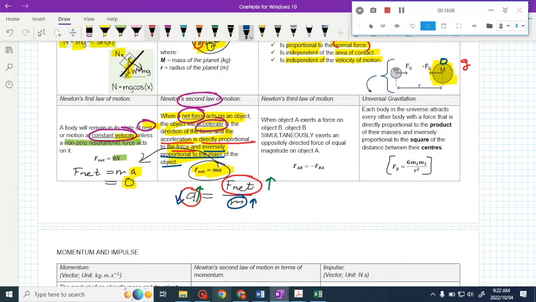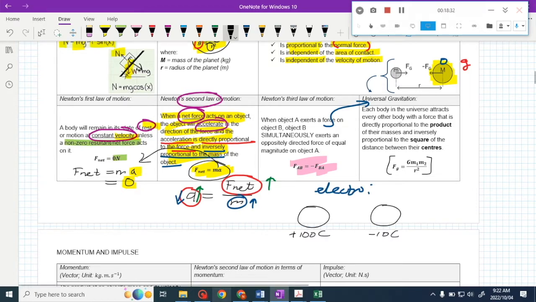Okay, then Newton's third law. This law, more often than not, is going to be tested in the section on universal gravitation and in electrostatics. Okay, we like to do this. We say to you guys, there are two charges. Over here we're going to have a charge of positive 100 coulomb. Over here we have negative 10 coulomb. And then I say to you, this is A, that is B.